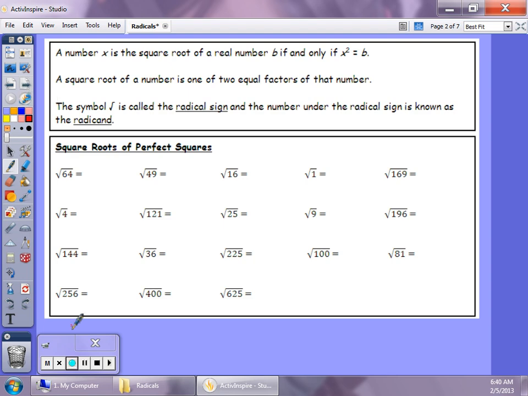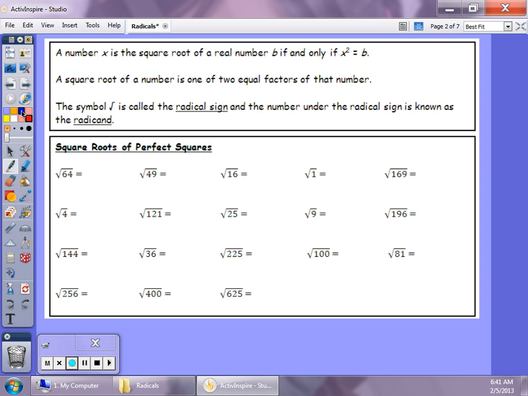A number x is the square root of a real number b if and only if x squared is equal to b. A square root of a number is one of two equal factors of that number. This symbol here is called the radical sign, and the number underneath the radical sign is known as the radicand. We are going to practice and review some of the perfect squares with square roots.